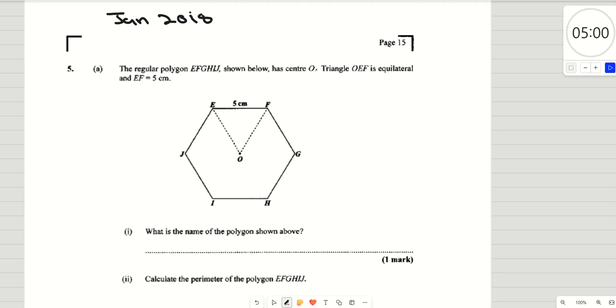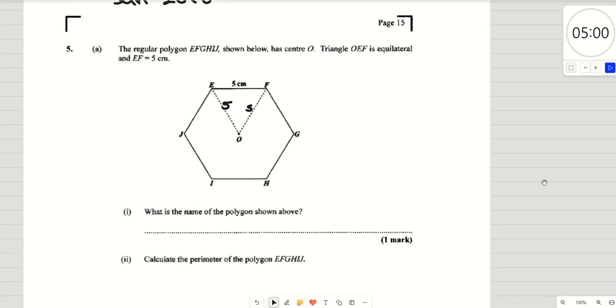EFGHIJ shown below has a center O. Triangle OEF is equilateral. What does equilateral mean? It means that all sides are equal. So that means O to F is 5 and O to E is also 5, right? EF, that's this length, is also 5. So equilateral is all sides are equal.